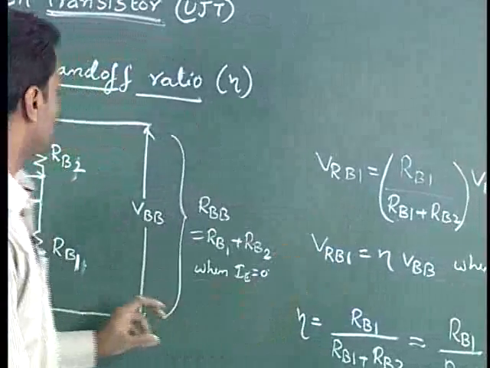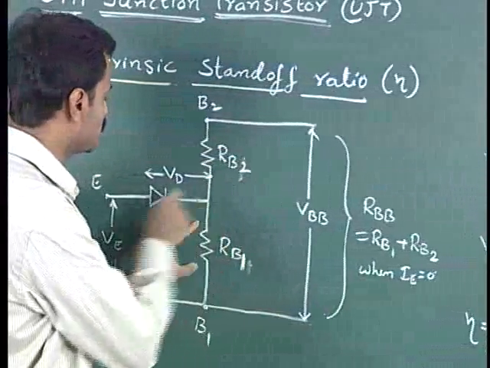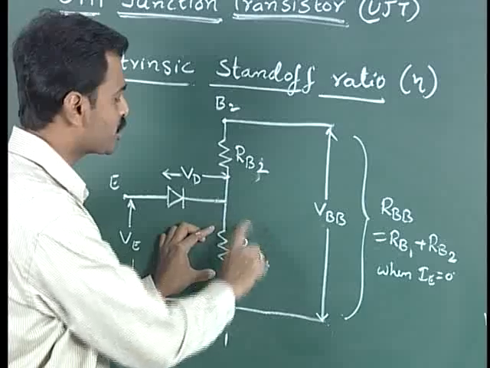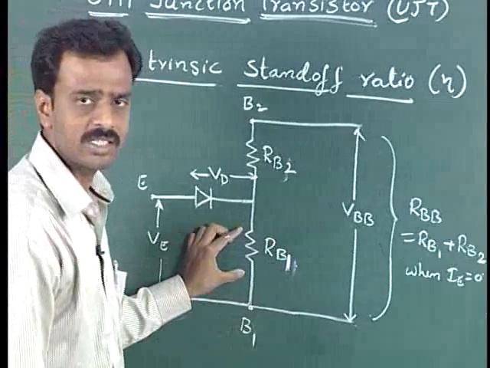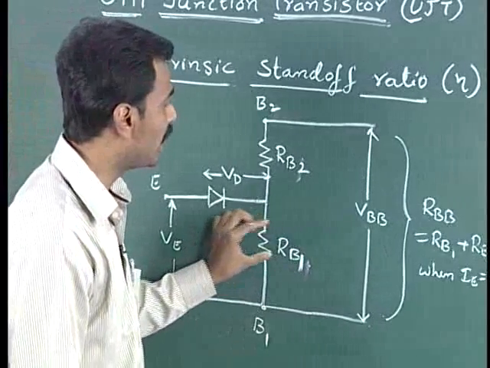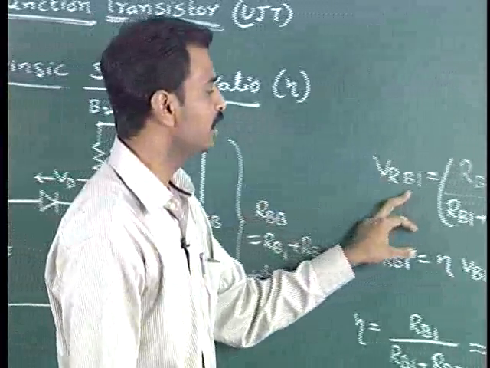Now we will see how to obtain the value of this intrinsic standoff ratio. The value can be obtained with VE equal to 0. The voltage drop obtained across the resistance RB1 can be given as VRB1.